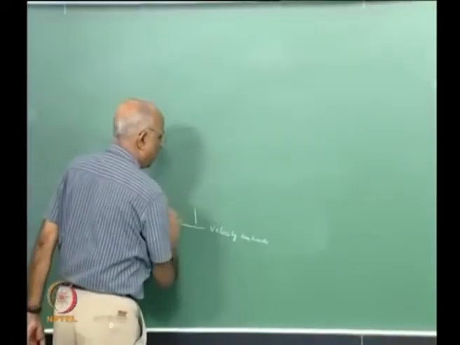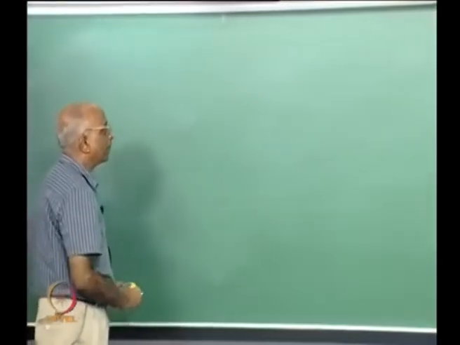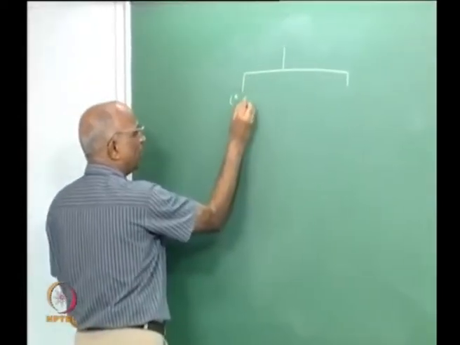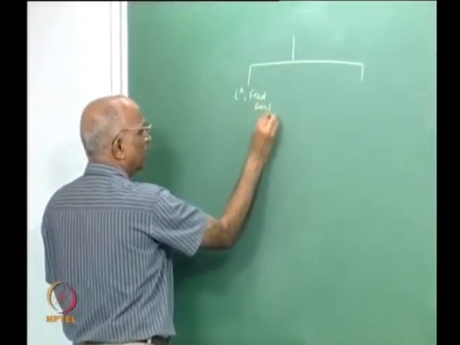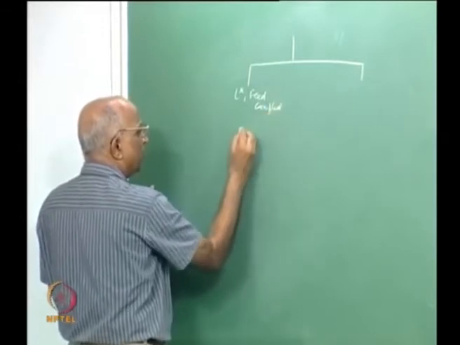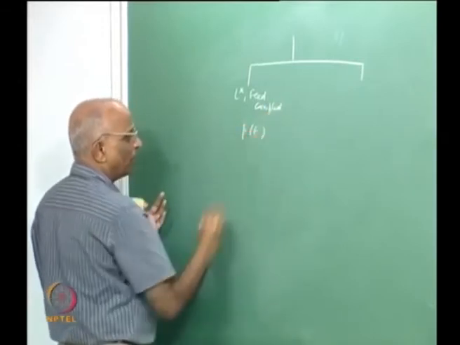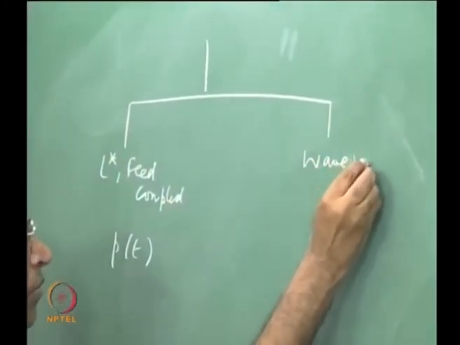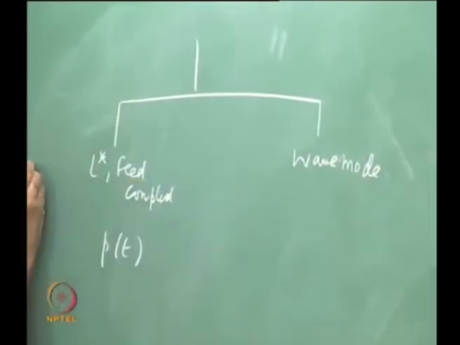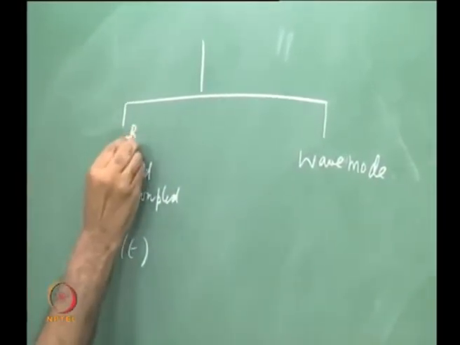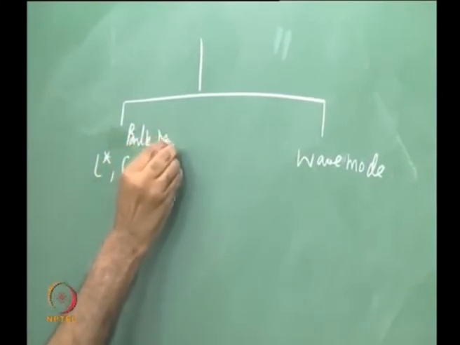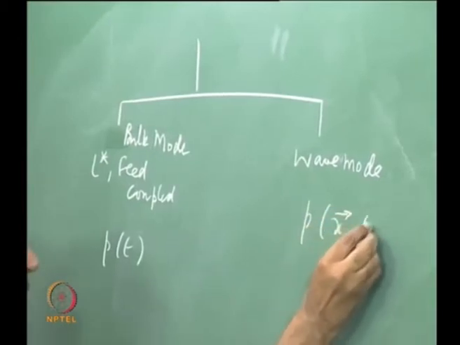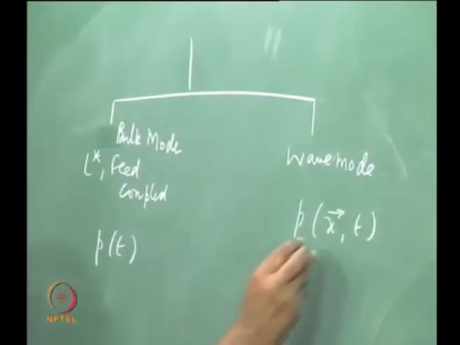Let us say, yes, we have understood what combustion instability means. We started with feed coupled oscillations, in which we said P is a function of time alone. Then we talked in terms of the wave mode. I should have written here maybe the bulk mode, and in the wave mode I have P as a function of distance and of time, which is varying. Here you form standing waves.